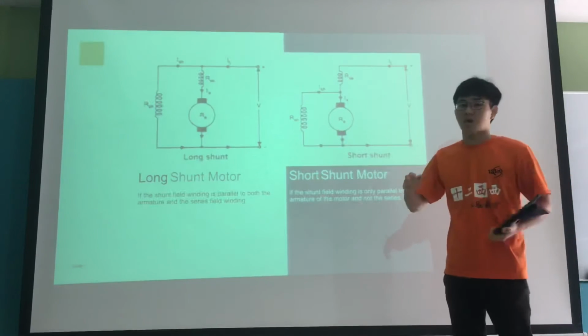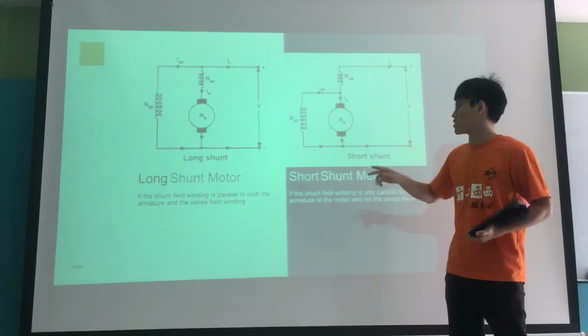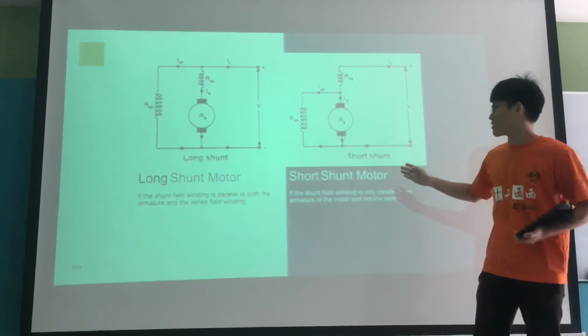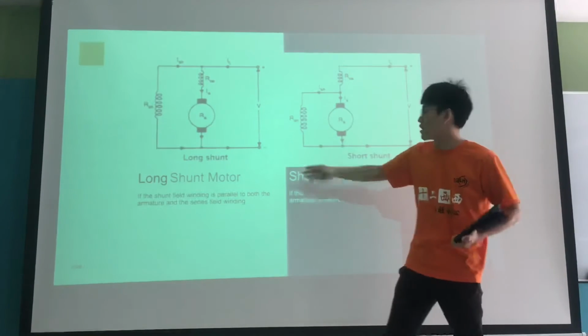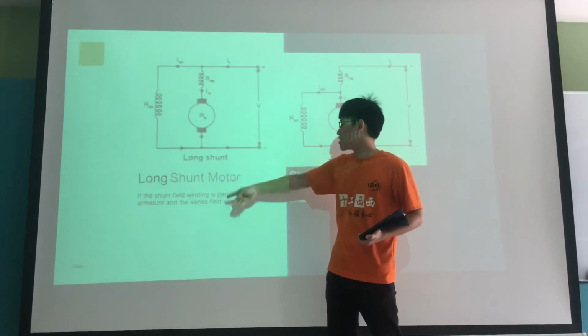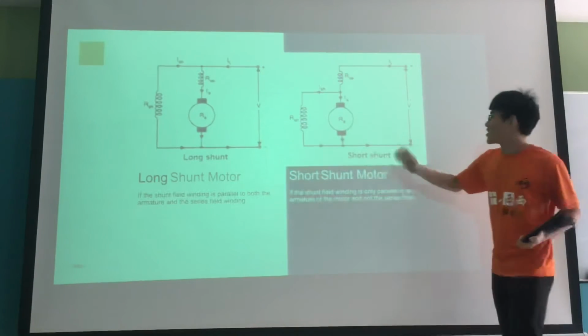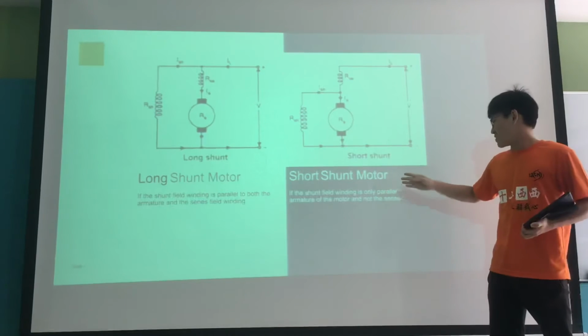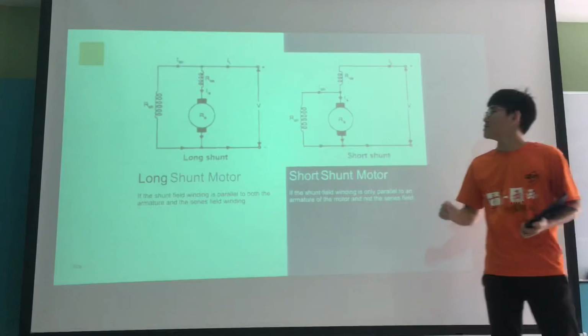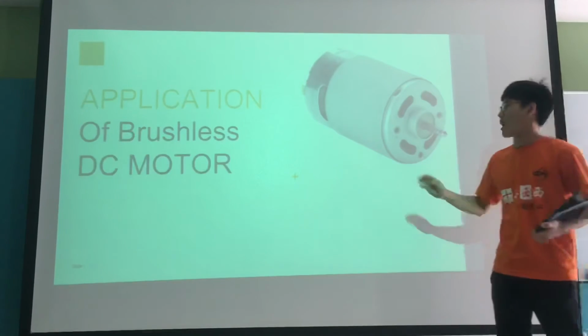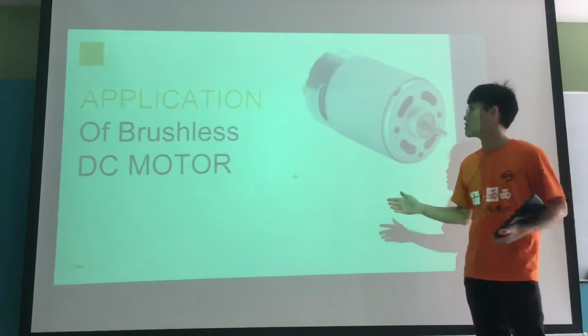Now, for shunt motors, there are two subgroups: the long shunt and the short shunt. Long shunt motors are when the shunt field winding is in parallel with both the armature and the series field winding. And the short shunt motor is where the shunt field winding is only parallel to the armature and not the series field. Now, these are some applications of brushless DC motors.